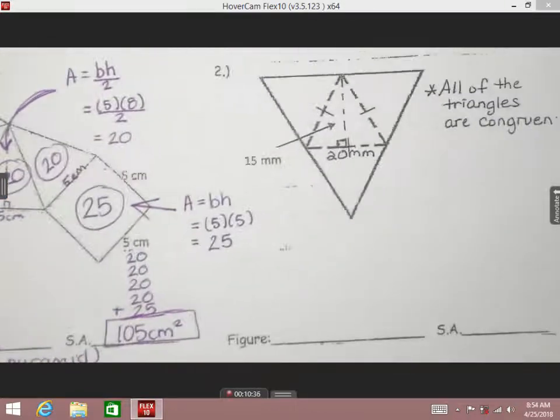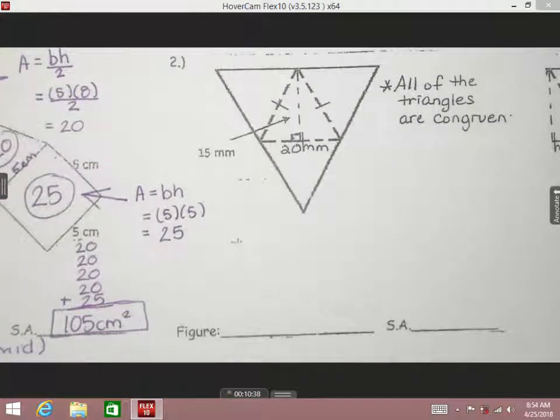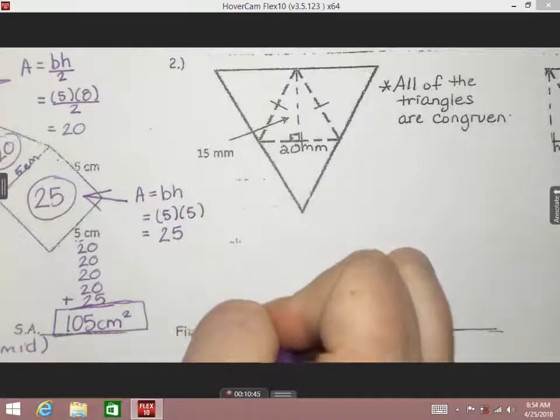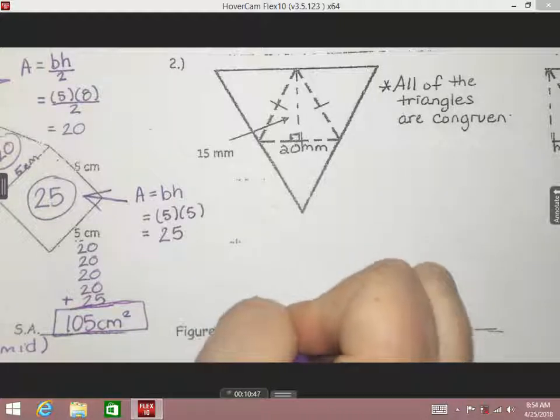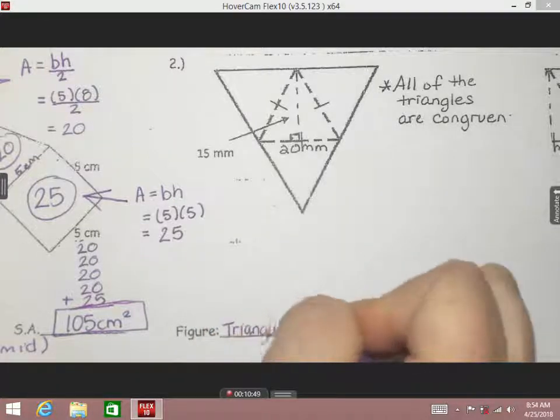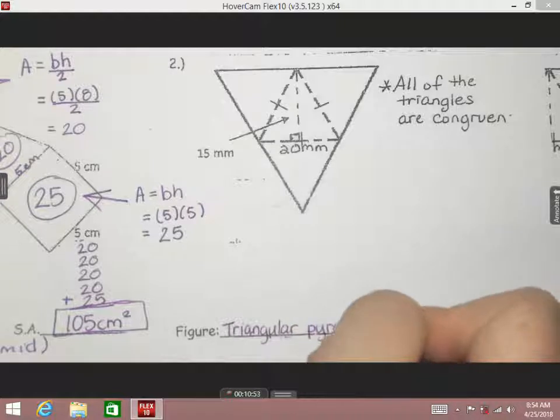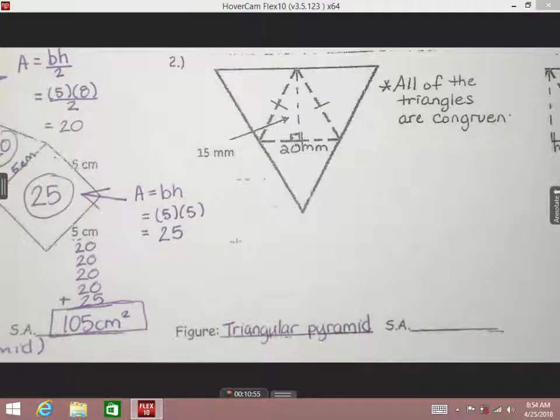We can do it. Number 2. Can someone name that figure for me? A triangular pyramid. Triangular pyramid. Again, guys, remember on that last one, going back, I put centimeters squared because this is area. If it was volume, what would we be talking about? We would put a 3. But it is area. So it's a triangular pyramid.